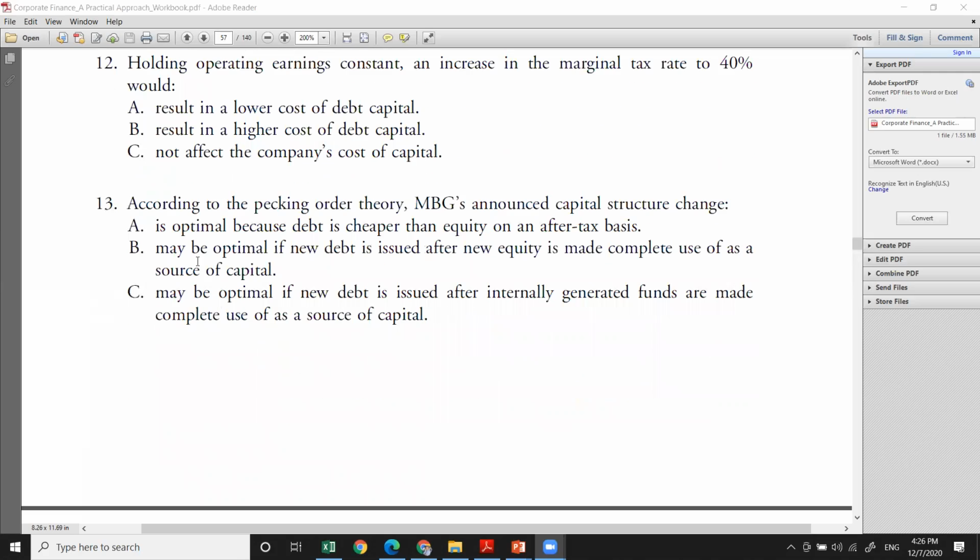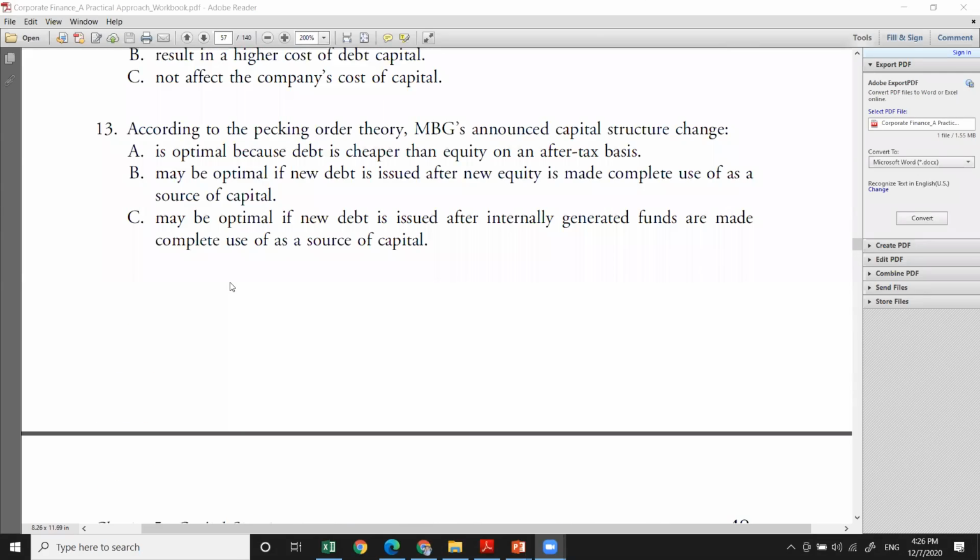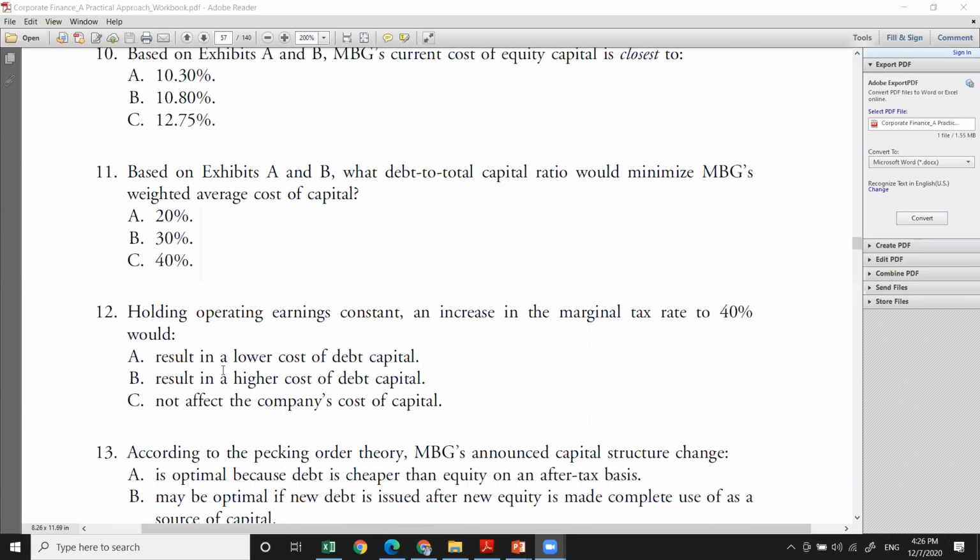Okay, questions 12 and 13 are theoretical ones. You have to think carefully. Holding operating earnings constant, increasing the marginal tax rate to 40%, what would happen to the debt? The result is lower. Why do you think it will be lower? Because of the cost of debt capital.